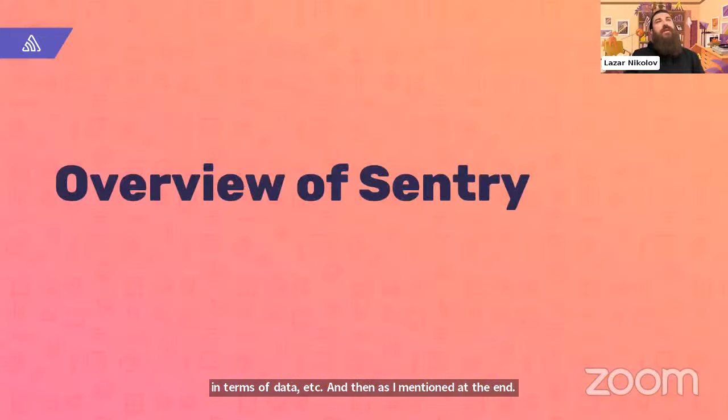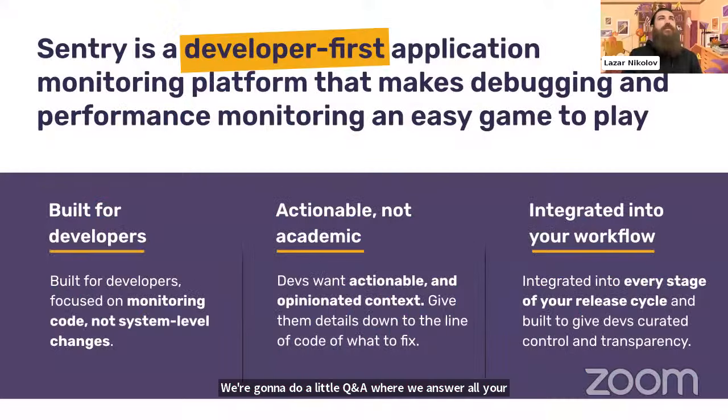All right, so let's do an overview of Sentry. For those of you who don't know, Sentry is a dev-first application monitoring platform. This is what I like to say. It makes debugging and performance monitoring an easy game to play. Because it's built for developers, and you'll see in the next slide how it differs a little bit from the other tools out there. But yeah, it's built for monitoring code, not system level changes, etc.